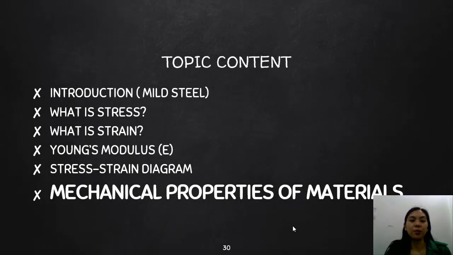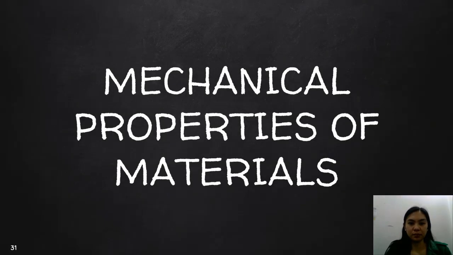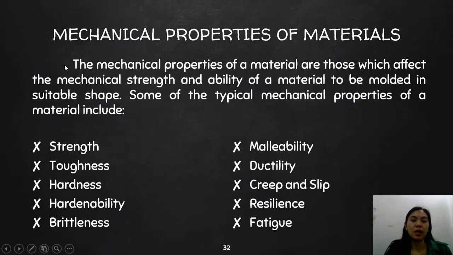So let's go to the last topic, your mechanical properties of material. So it says here, the mechanical properties of material are those which affect the mechanical strength and ability of a material to be molded into suitable shapes. Some of the typical mechanical properties of a material include the following. You have your strength, toughness, hardness, hardenability, brittleness, malleability, ductility, creep and slip, resilience, and fatigue.